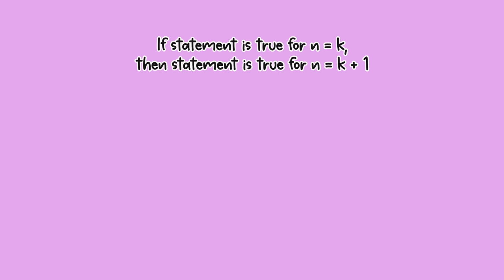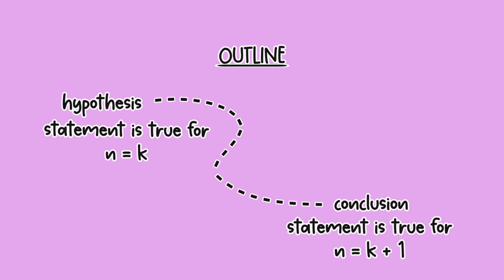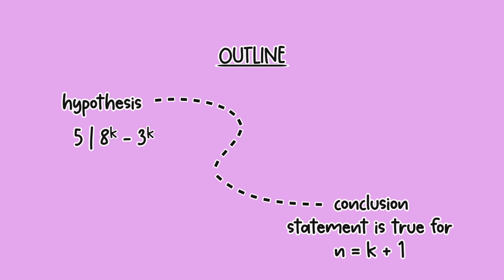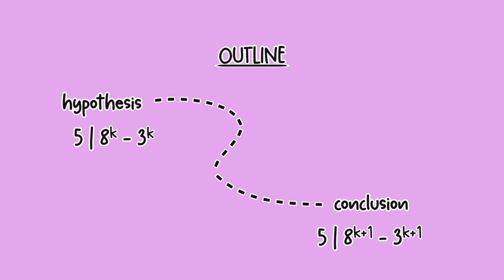This is where we return to our reliable direct proof, checking the hypothesis and the conclusion. Let's simplify them both. What does it mean for the statement to be true when n is k? It means that 8 to the power k minus 3 to the power k is divisible by 5. Similarly, we can change the conclusion.